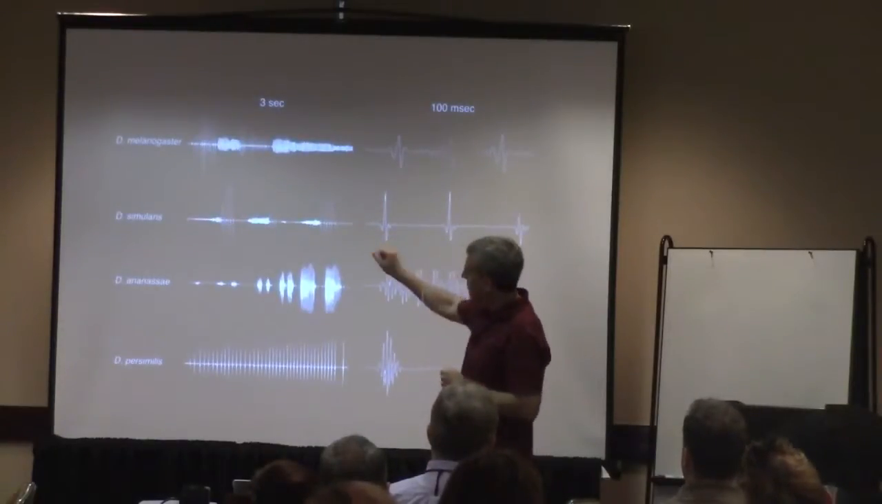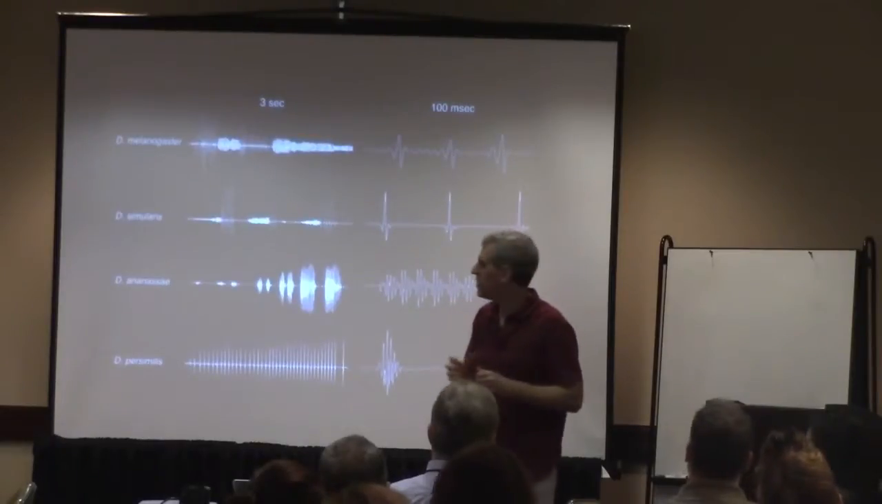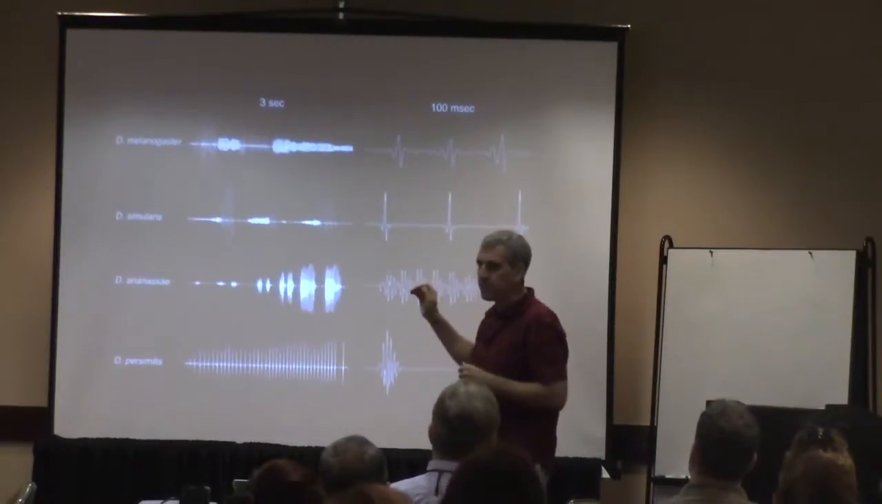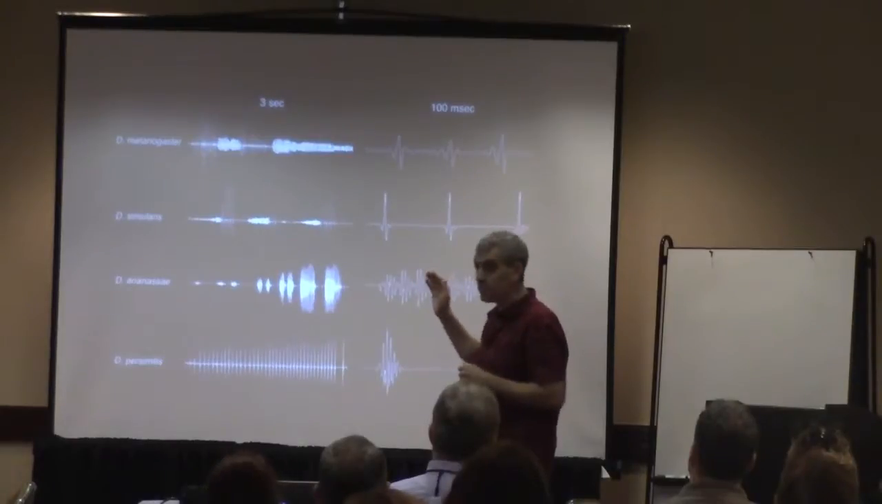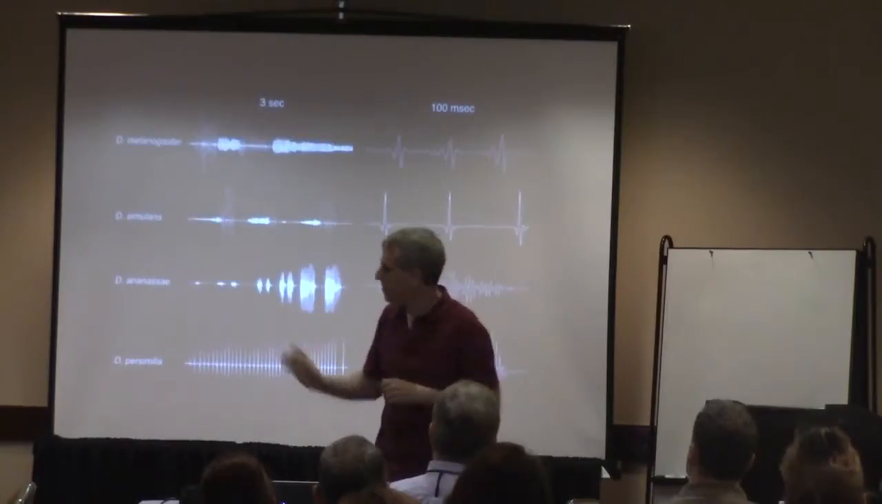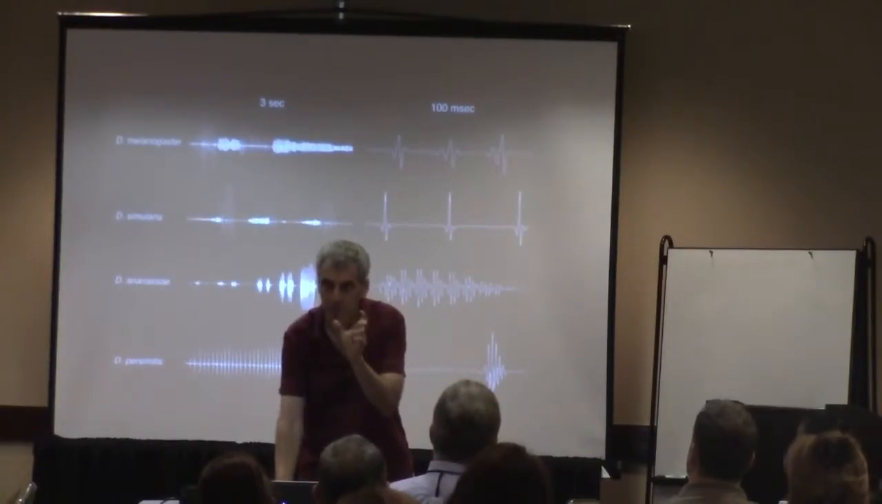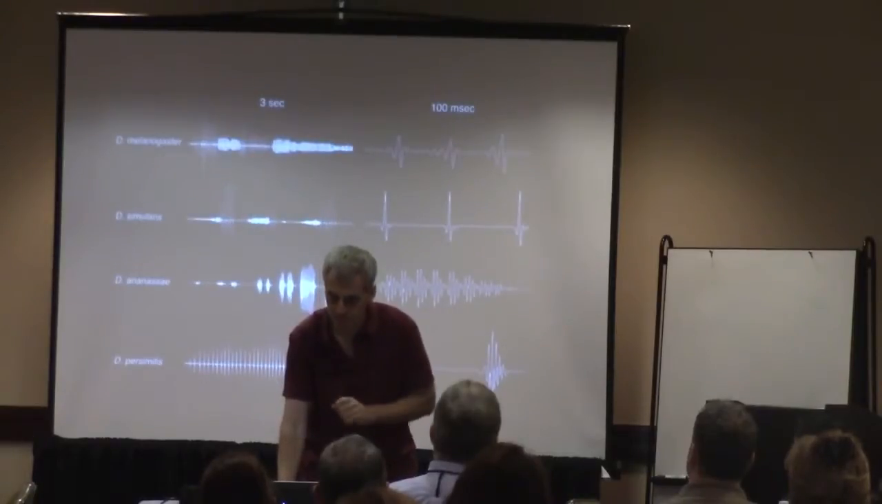So Drosophila melanogaster is the one you just saw. That's the workhorse of genetics for the past 100 years. But it has a very closely related species, Drosophila simulans, that sings a similar but slightly different song. And we're going to play these songs so you can hear the differences. I'm going to play these 3-second clips that you can see on the left. The 100 millisecond zoom-ins are so you can see the details of it.